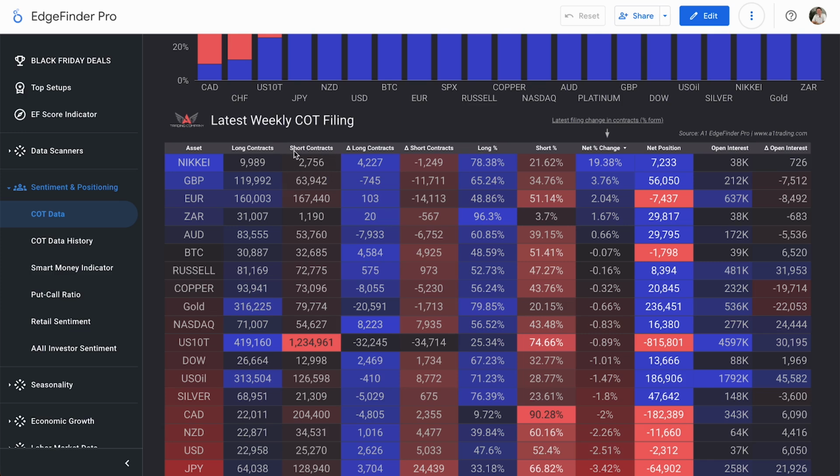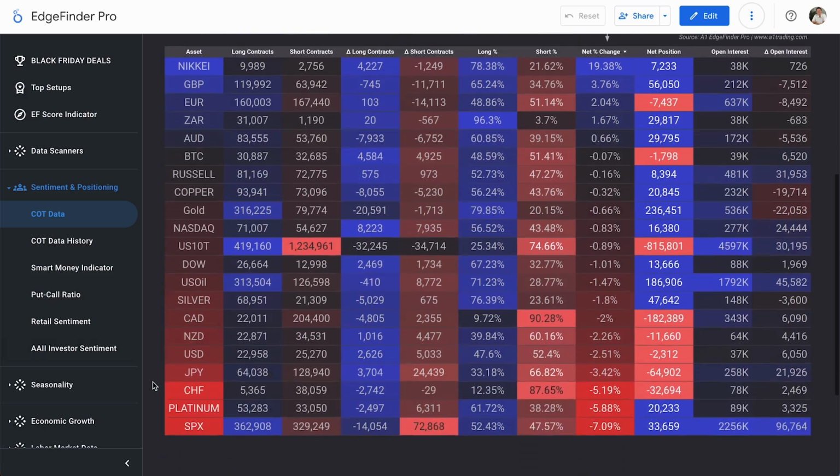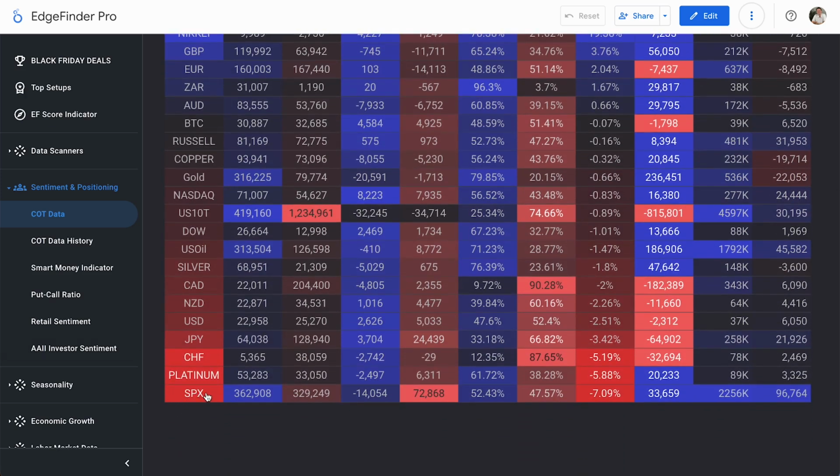compared to just 2,756 short contracts. On the other side of things, we see the S&P 500 dipping to the low side here on our latest weekly change, with 14,054 long contracts closed and a huge 72,868 short contracts open. That is a massive number of short contracts open, and we see a pretty big net change percentage of negative 7.09.